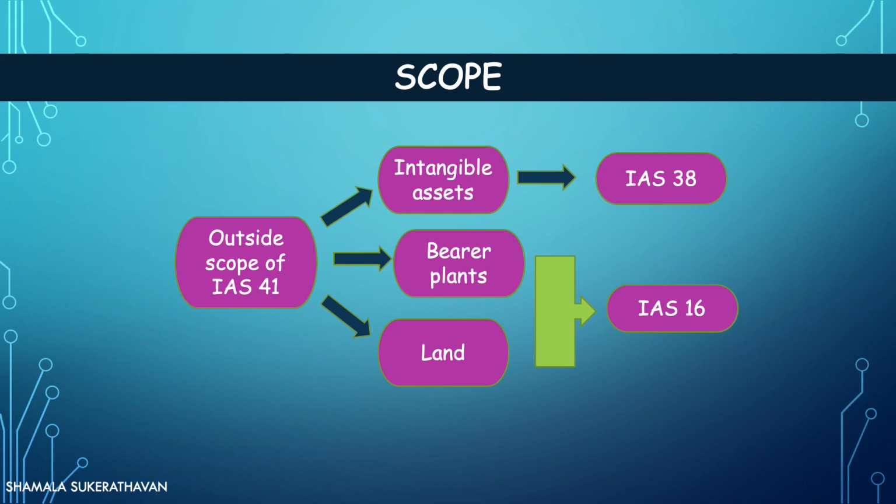This means, for example, in the case of a timber plantation, the trees will fall within the scope of IAS 41 as they are biological assets, but the land they grow on shall be accounted in accordance with IAS 16. The recognition and measurement principles of IAS 16, property, plant and equipment, was covered in Lecture Series 3.